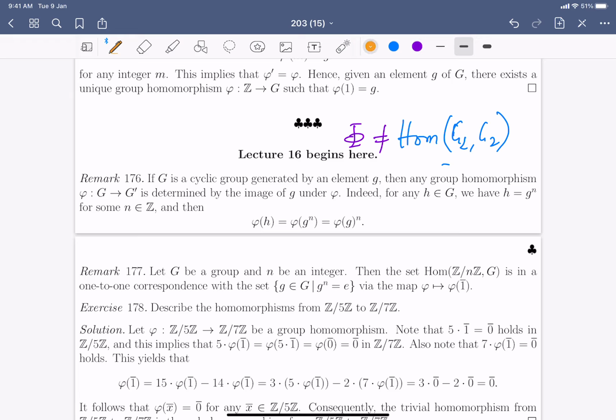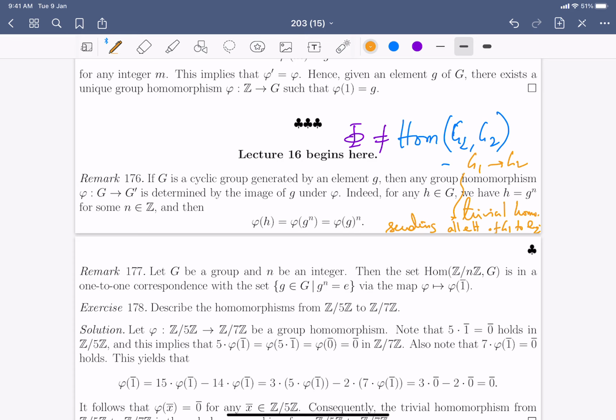So you could consider the trivial map. You could consider the trivial homomorphism, sending all elements of G1 to the identity element of G2. Let's denote it by E2.